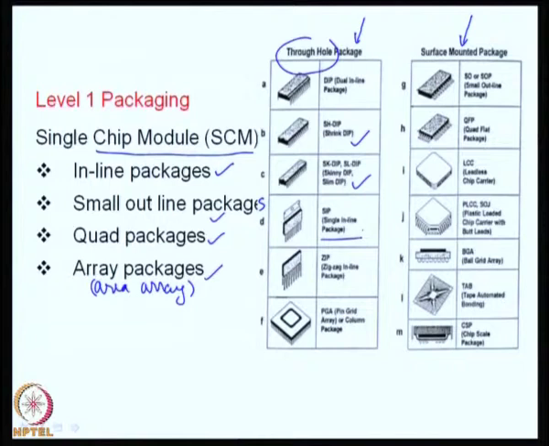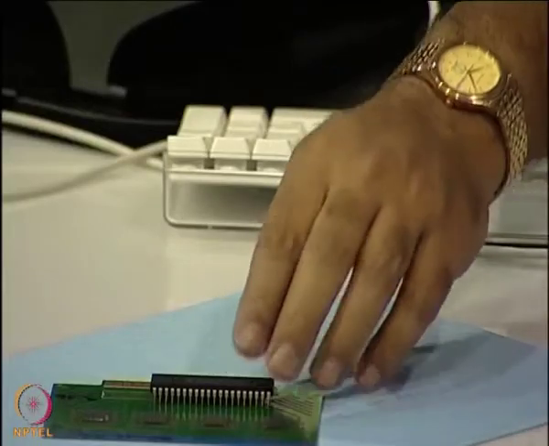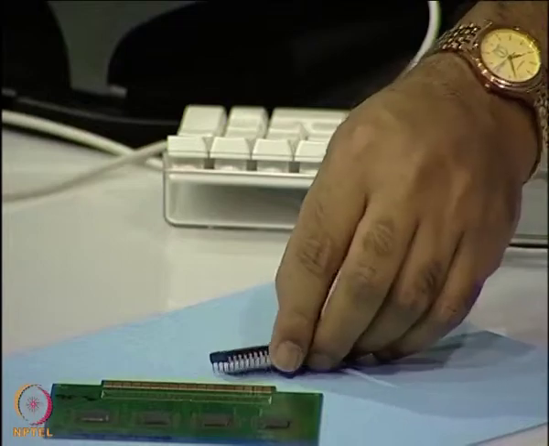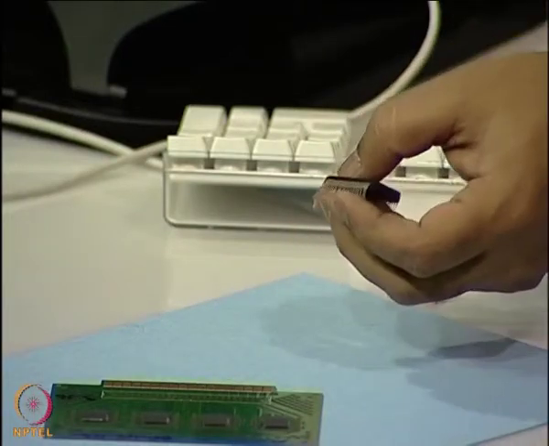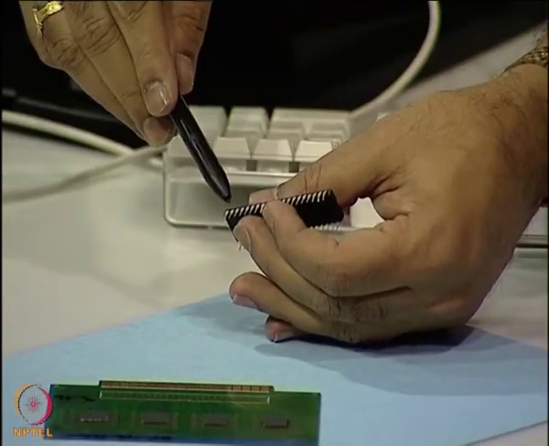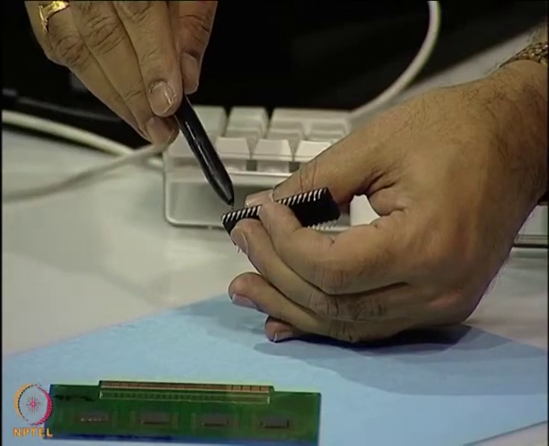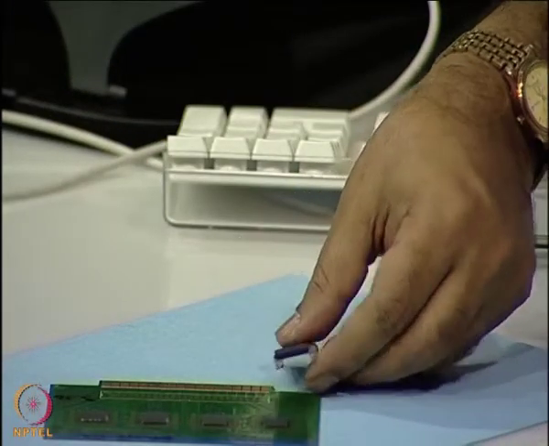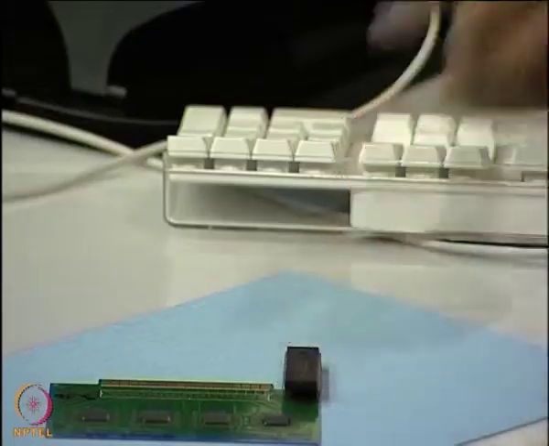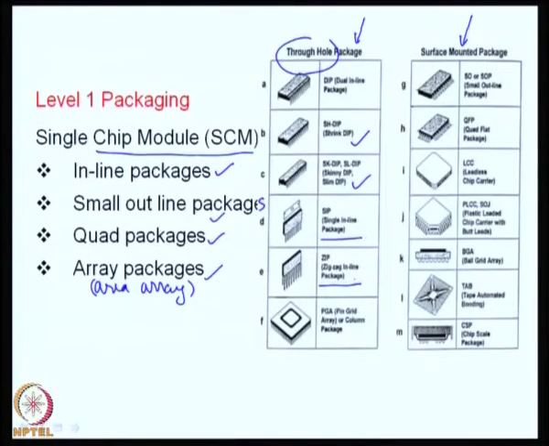Then comes a category called zigzag inline package, which basically contains two rows, but the pins are in a zigzag form. That means, if you have two pins continuously here, the third pin will be in between these two pins, but in a different row. So, this is known as zip package.